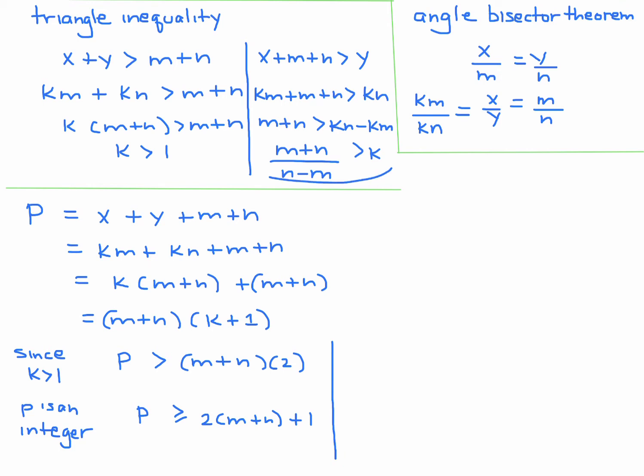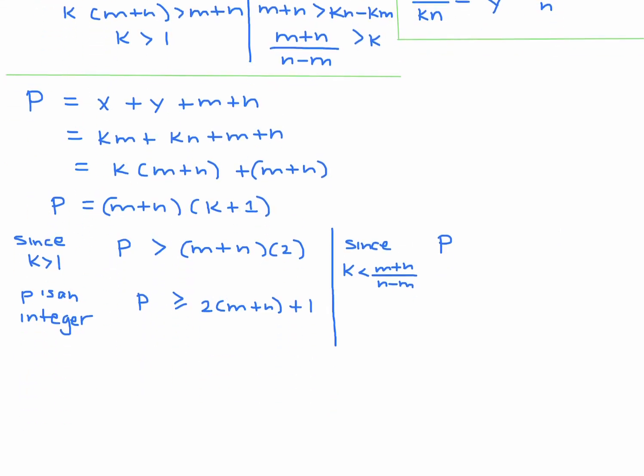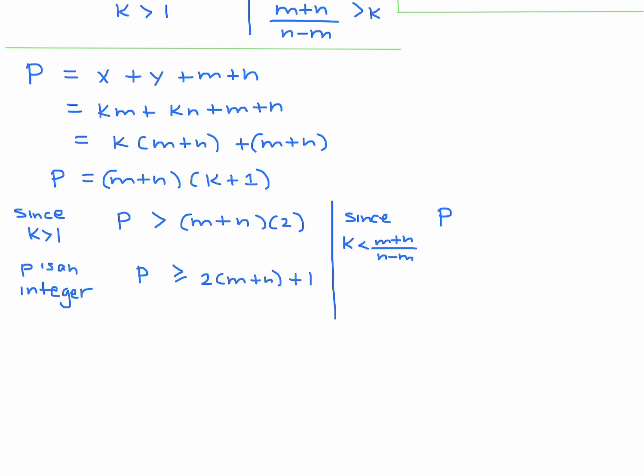Now let's talk about this inequality. Since k is less than m plus n over n minus m, this can be looked at in a very similar way, that's equal to p. So that means that p is less than m plus n times this. We're going to substitute for that. So it would be m plus n over n minus m, and then don't forget about that plus 1.